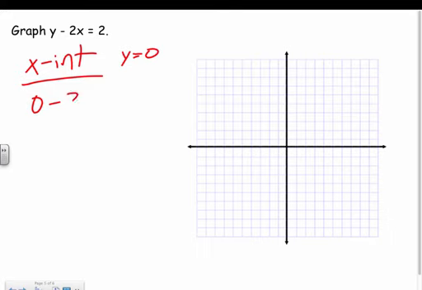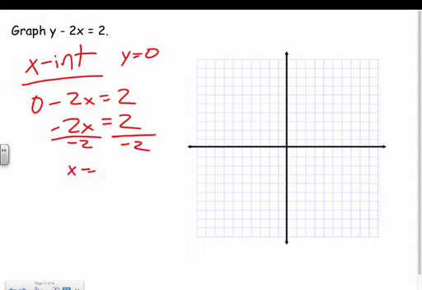So I plug in 0 for y. So I got a negative 2x. Don't forget that sign. Divide by -2 on both sides, and x equals -1. So we go to -1 on the x-axis, draw our dot. Same thing for the y-intercept.